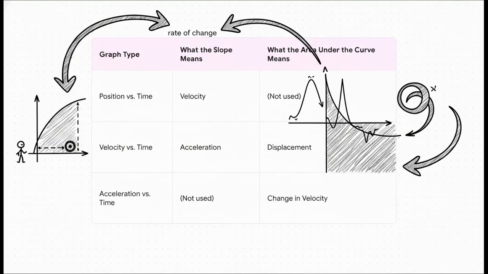As we already know, the slope of a position graph is velocity, and the slope of a velocity graph is acceleration. But there's another powerful tool, the area under the curve. For a velocity graph, the area tells you the displacement, basically how far the object has traveled. For an acceleration graph, the area tells you the total change in velocity. Think of it this way. Slope shows you the rate of change at any one moment, while area shows you the total amount that has accumulated over time.